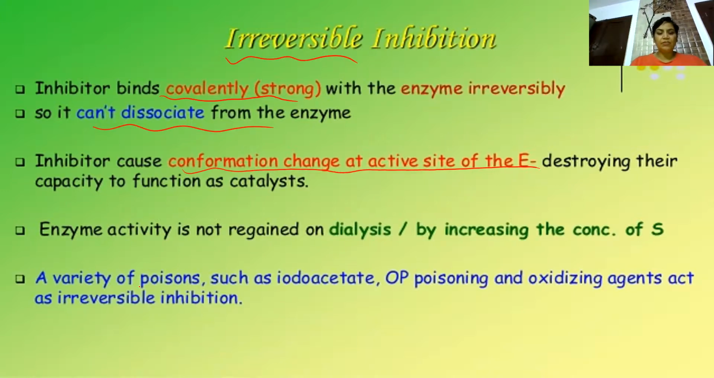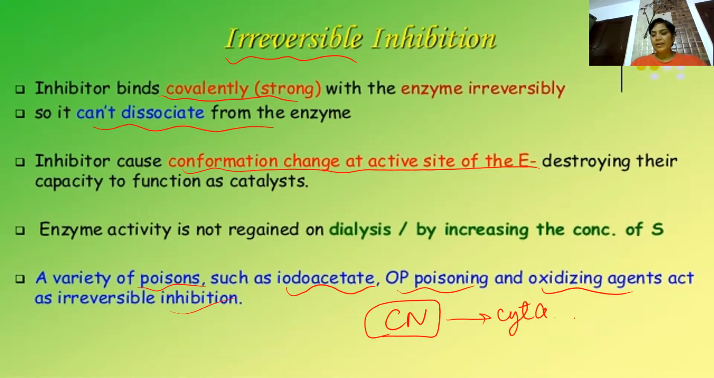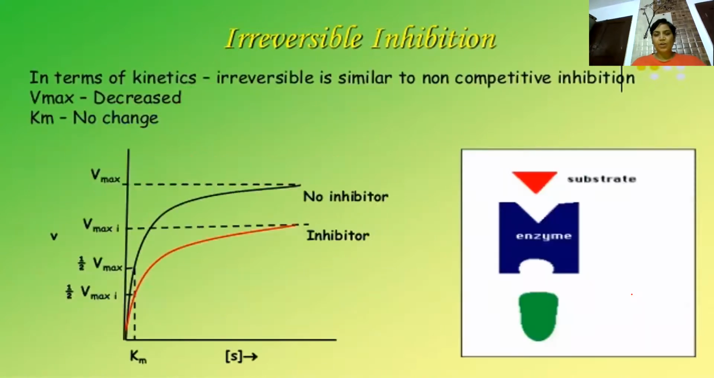Just for example, a number of varieties of poison. Iodoacetate is there, OP poisoning is there, oxidizing agents act as irreversible inhibitors. The most common irreversible inhibitor is cyanide, which is an inhibitor of cytochrome a, a3 oxidase. Now, under irreversible inhibition, I gave you a hint of suicide inhibitors. In terms of kinetics, irreversible is a little bit similar to non-competitive inhibition. Vmax will decrease, but there won't be any change in Km.